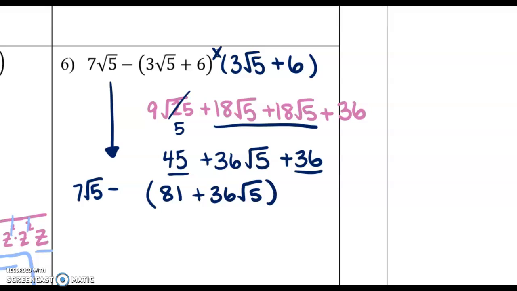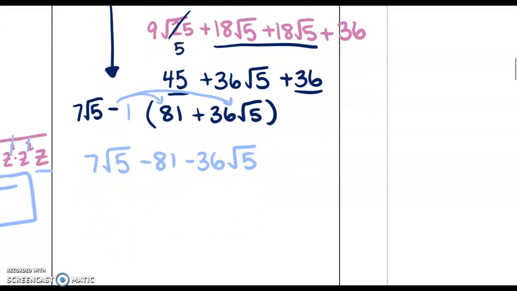So what I have to do next is take this negative sign and distribute it into that binomial. So it's 7 root 5 minus 81 minus 36 root 5. That's the common mistake that a lot of people will make. They'll forget about giving the minus also to that 36 root 5.